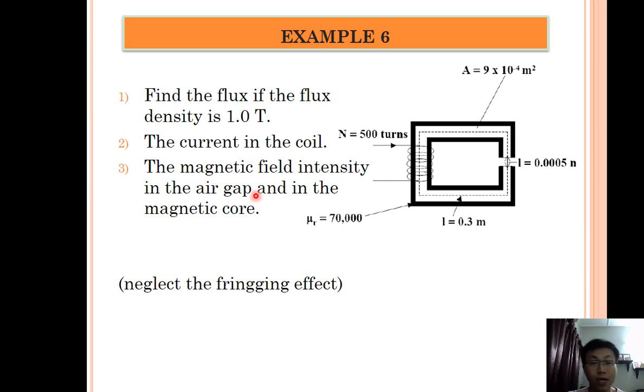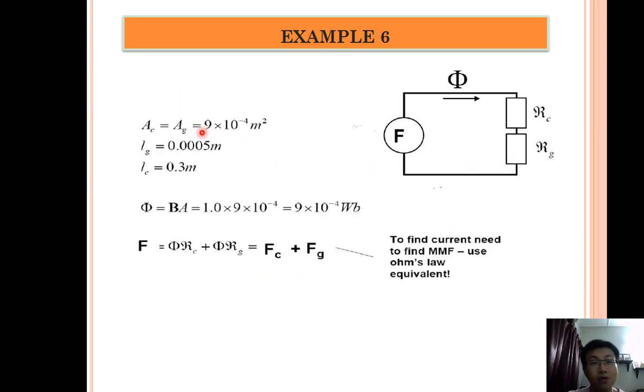Magnetic field intensity should be H. Neglect the fringing effect. Neglecting the fringing effect means the area, 9 times 10 to the power minus 4, in here will be the same as here. So AC equals AG.